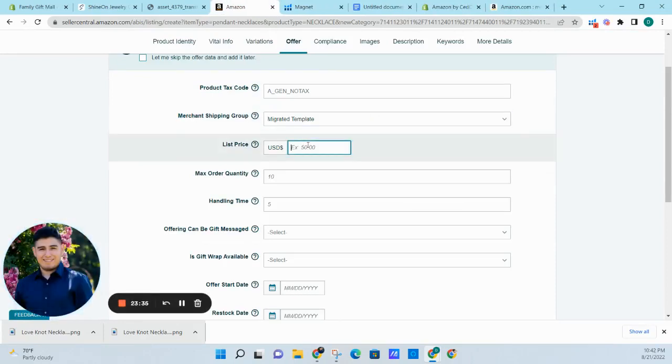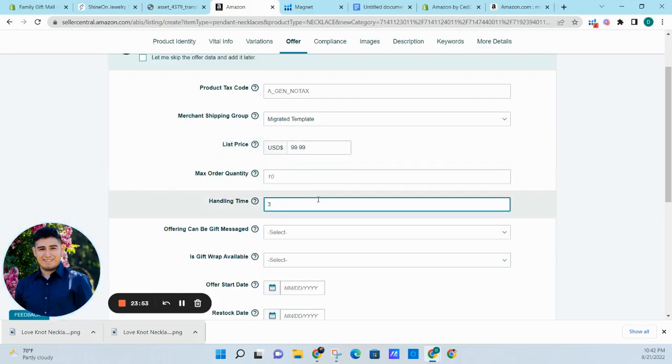The list price, you always want to put like $99.99, which means that that's the original price of your product, but you're actually selling it at $39.99. So you're pretty much telling Amazon, hey, I'm entering into this market, but I'm actually giving a discount, you know?